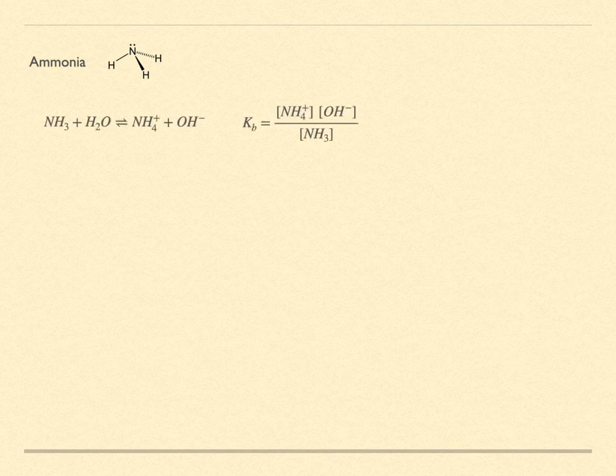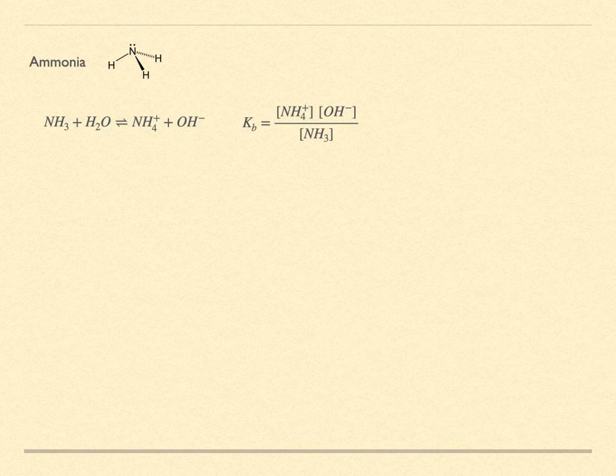The same thing is true of bases, of course. Ammonia is a very common one. As a base, it would react like this. And we would write out the equilibrium expression for Kb. But then we might run into a problem. For instance, you might look up ammonia in the table in your textbook and find not Kb, but rather a value for Ka. So what gives?